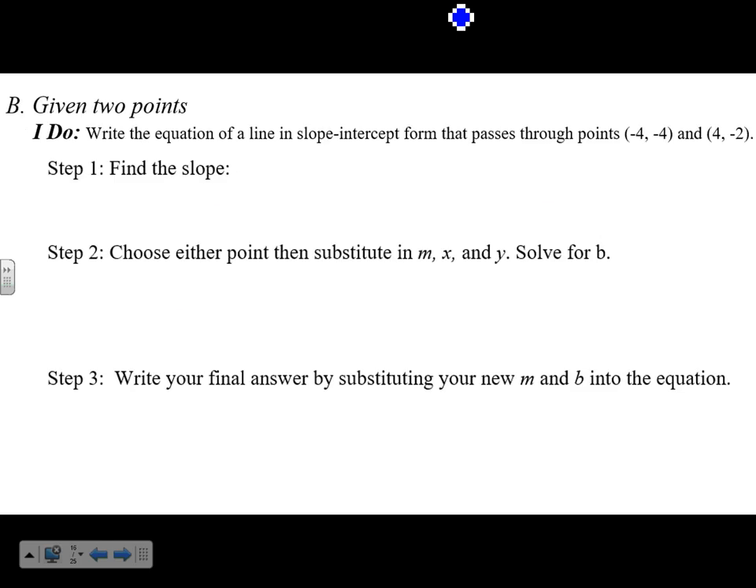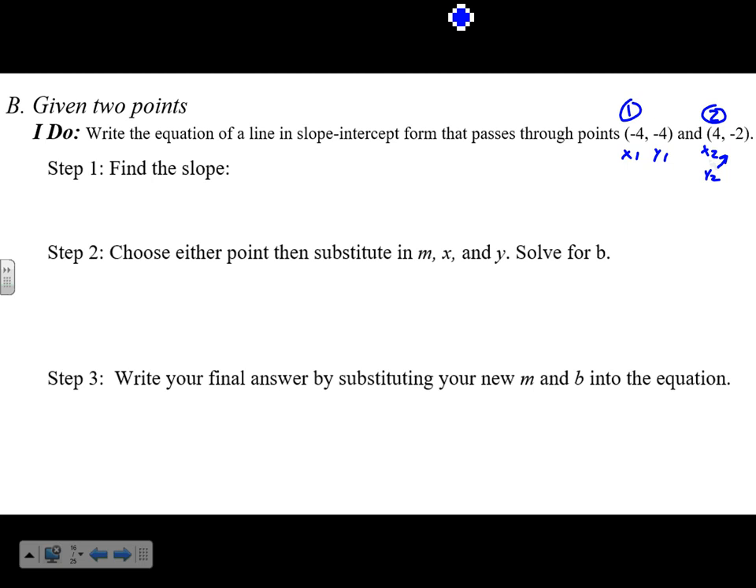So if they give you 2 points, the only difference is the first thing you have to do is find your slope. Once you have your slope, then we'll be able to work backwards and find your y-intercept. So this is going to be my point 1 and my point 2. That's x1, y1, x2, and then again, I can't really reach to label the y2 over there.